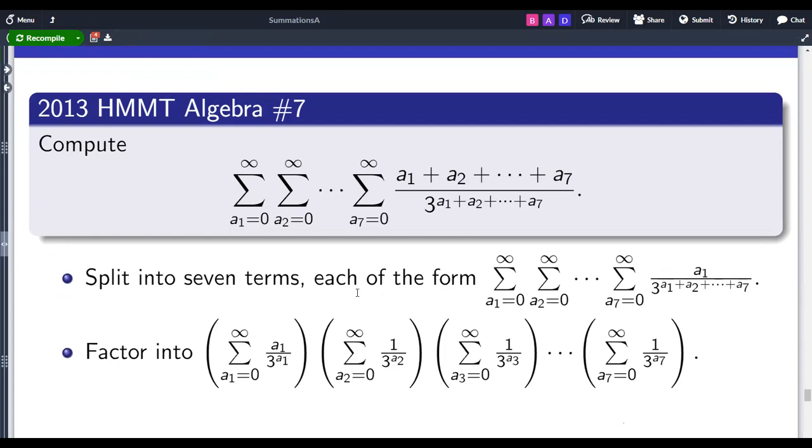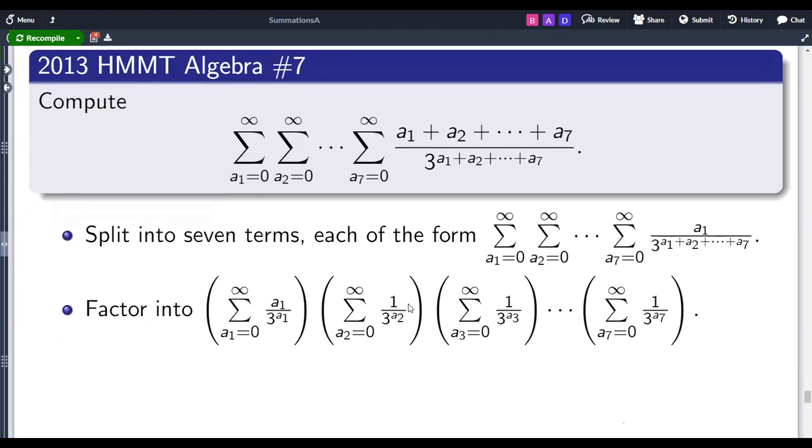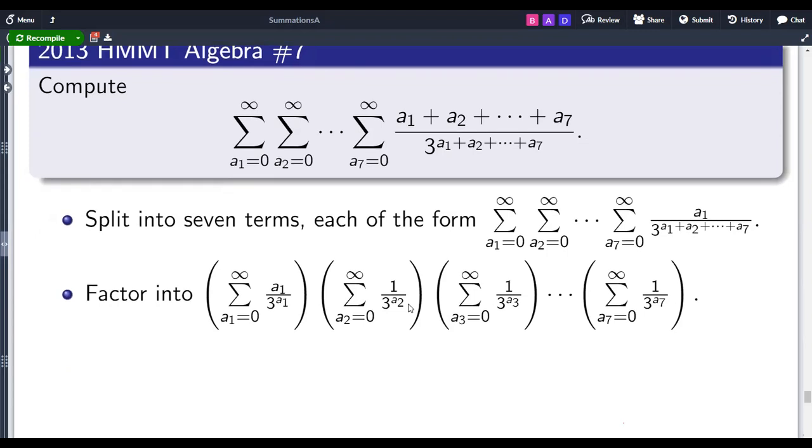But this is much better than before, because now instead of having 7 iterative summations, we just have 7 separate summations. And we actually see that 6 of them are the same, right? So this is much nicer than before, and we prefer this much more. So now this shouldn't be too hard to calculate, because 6 of them are all just the same geometric series, right?